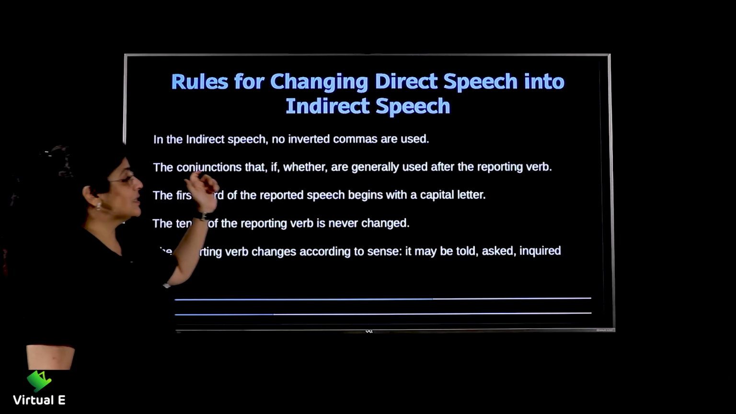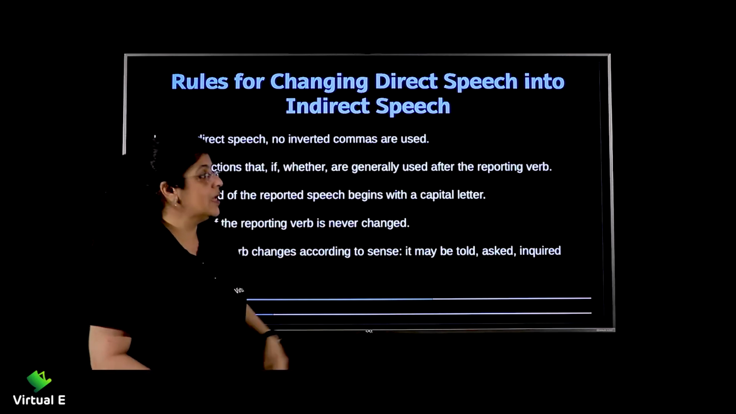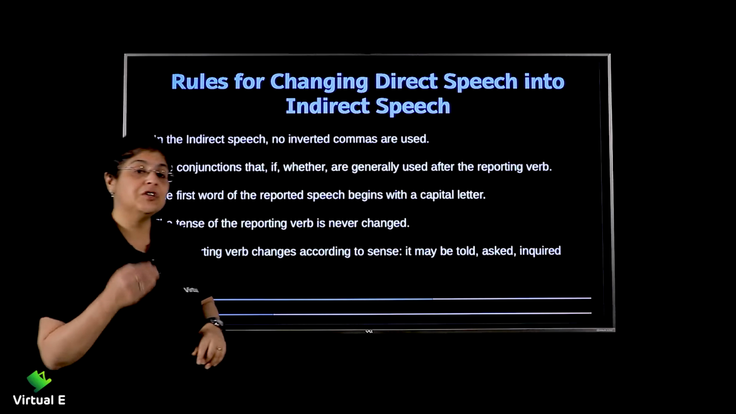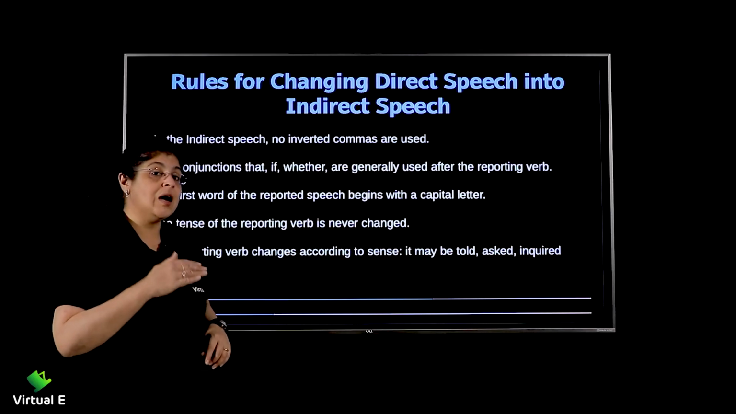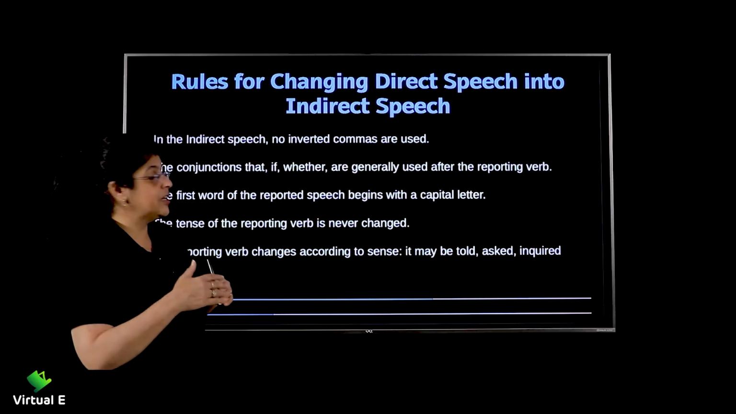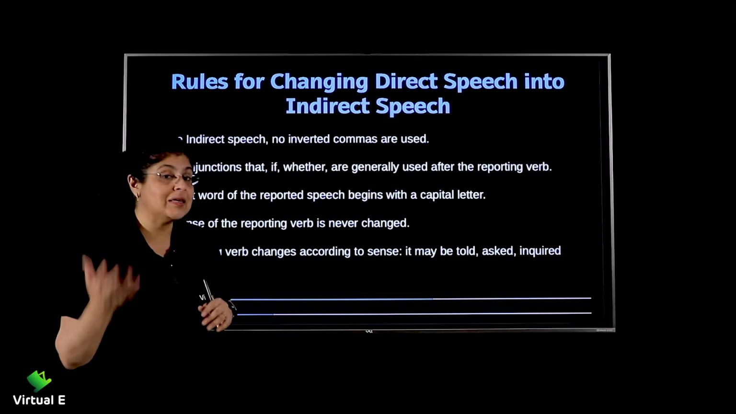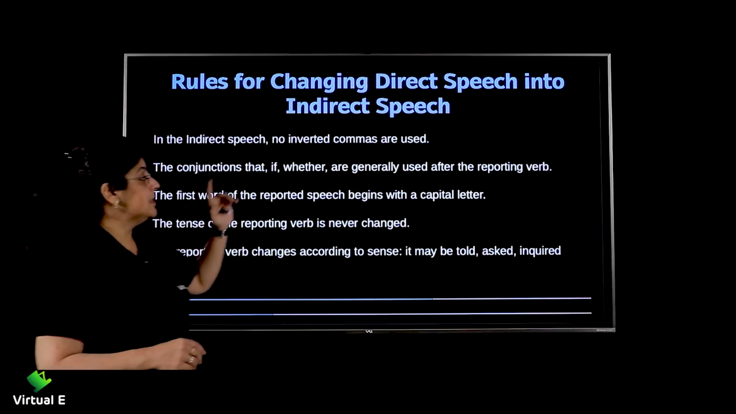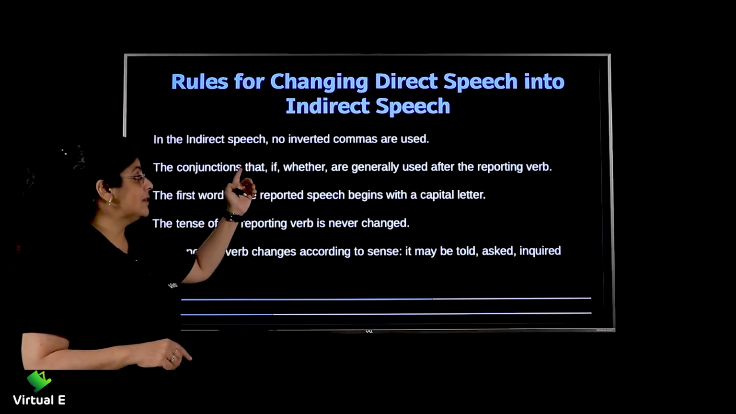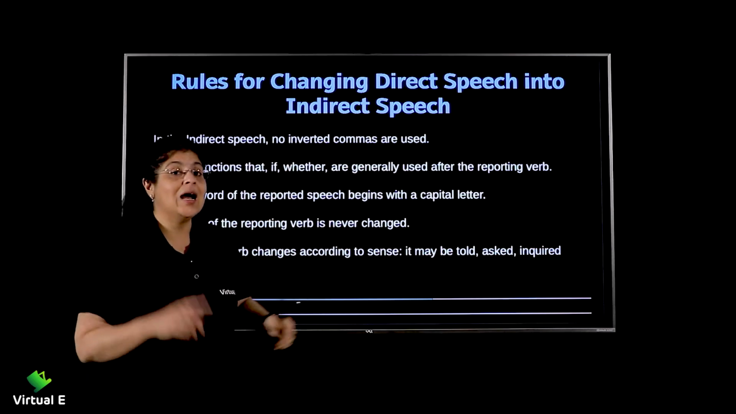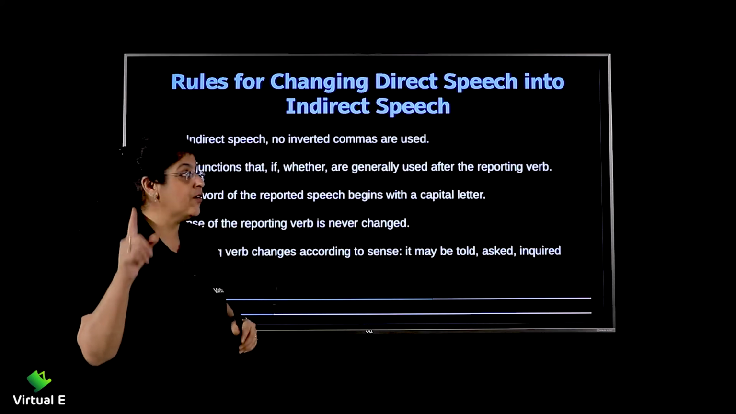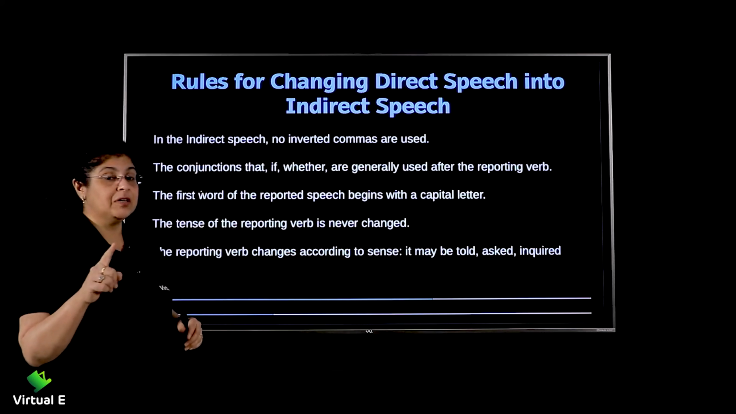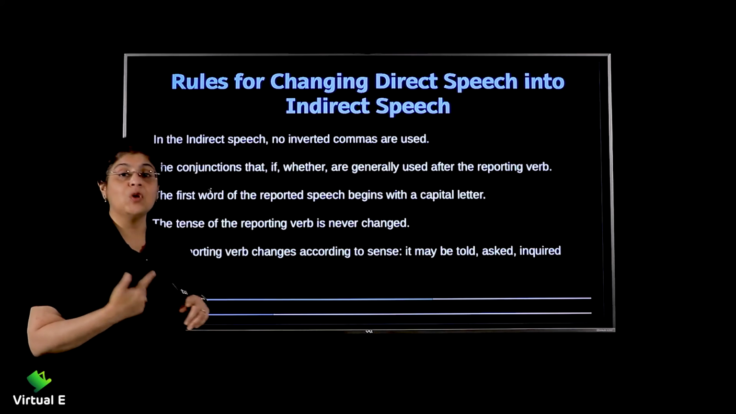The conjunctions that, if, whether are generally used after the reporting verb. So when you are rewriting your sentence in the indirect speech, when you are making it from the direct into indirect, at that time we will add that, if or whether after the reporting verb. Correct? What's the reporting verb? It can be said, it can be told.